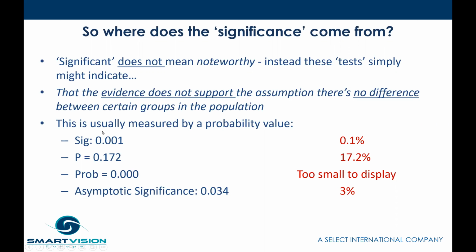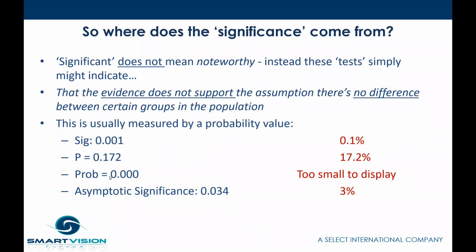So a sig value, a p-value of 0.001, means 0.1%. You basically multiply it by 100 in your head. A p-value of 0.172 means 17.2%. That's how you interpret it. You turn them into percentages in your head.